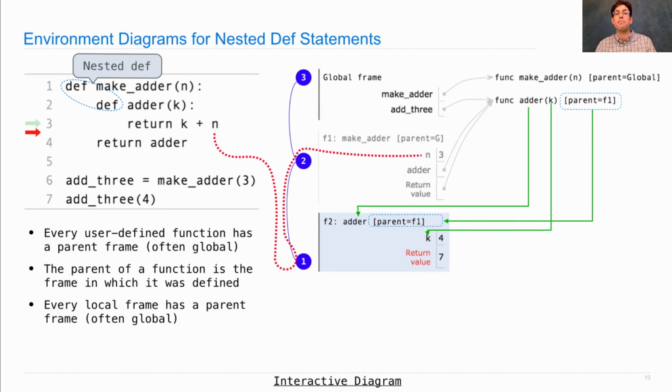Every local frame has a parent frame, as we've seen. And the parent of a frame is the parent of the function called. So that is supposed to explain what I did here. When I created this adder frame, I copied its name, I also copied its parent annotation, and bound its formal parameter to its argument. So all the information that you need in order to create this frame correctly, adder parent f1 k, is right here in the function value. So if you know which function you're calling, you know how to write down its frame correctly.